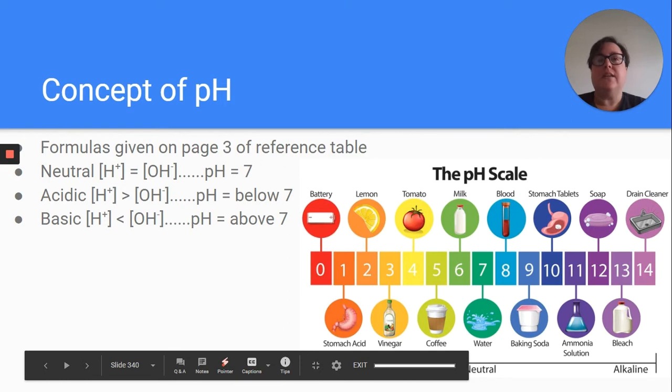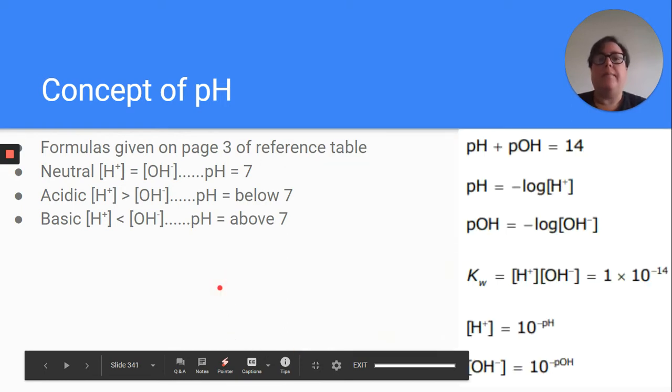So the formulas that you're going to need are given to you on page 3 of your reference tables. And they are here now on the right-hand side. And I know that it has log in it, and some of you might start thinking of math class again and logs, but I promise you this is really easy. And as long as you can add to 14, you don't even need a calculator. So what we have are the different relationships involving pH.